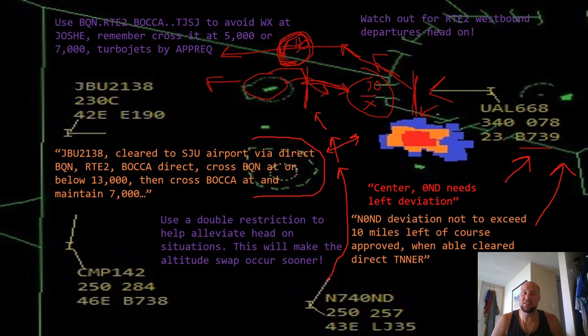We introduced the concept of the double restriction to help you out, not only in situations of JOSHE, but when you also have turboprops landing the Boca gate, which you don't have to APRAC, that's standard routing. You might have to use that. So great job with that today, guys. Really, really good job.